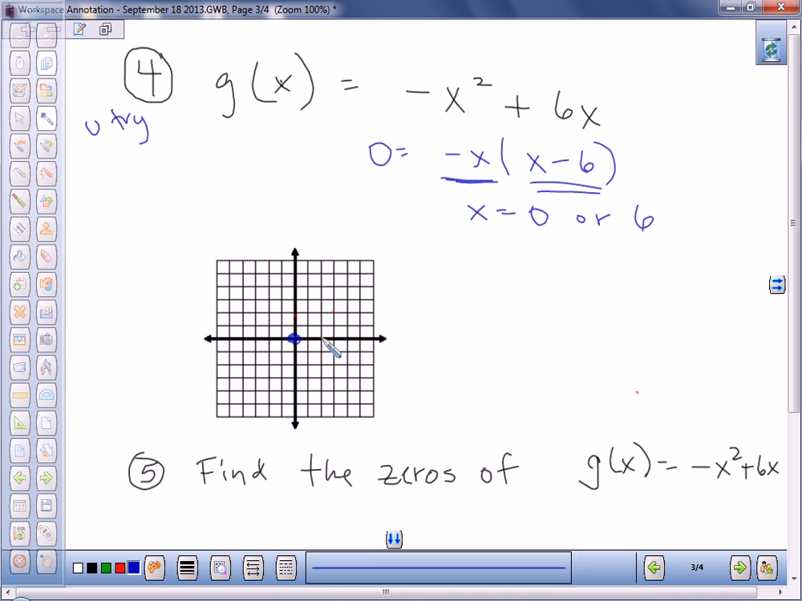We factored out the GCF, which was x, and I actually factored out a negative x, because when the leading coefficient is negative, we always factor out a negative. So you just have to solve for x for each separate factor.